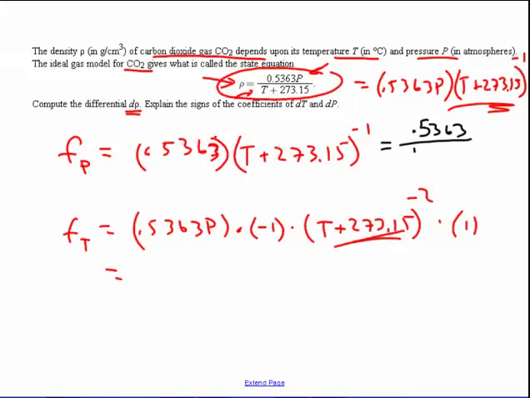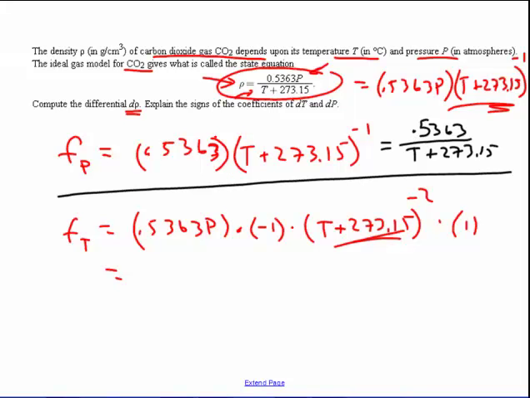0.5363 over t plus 273.15, and f partial t is negative 0.5363 p over (t plus 273.15) squared.